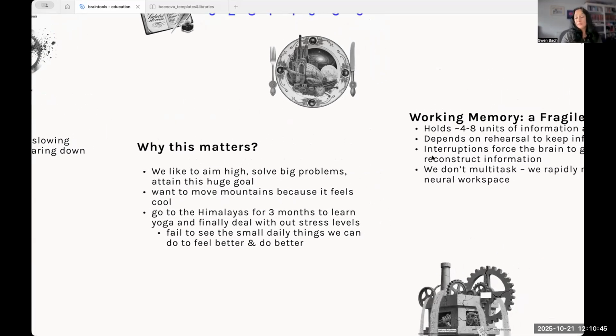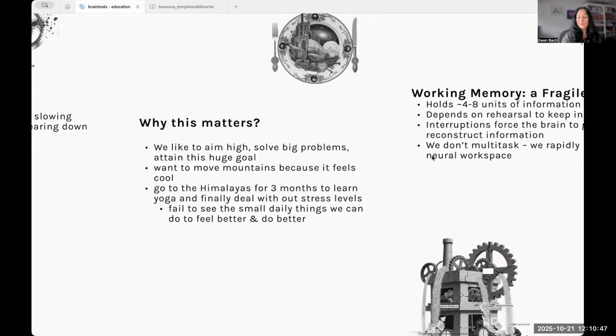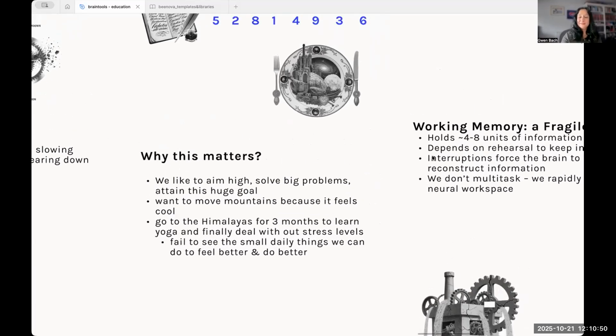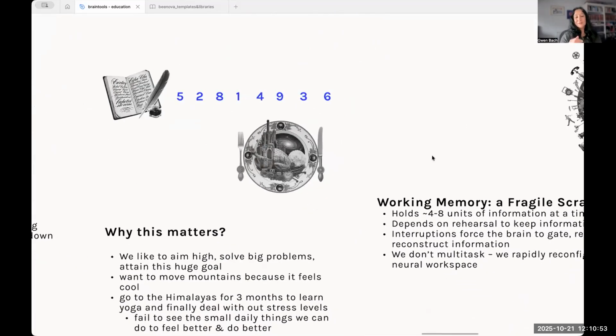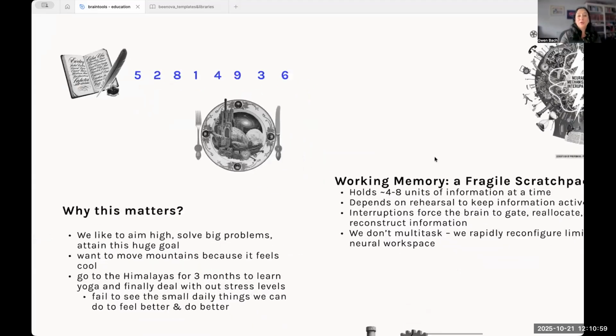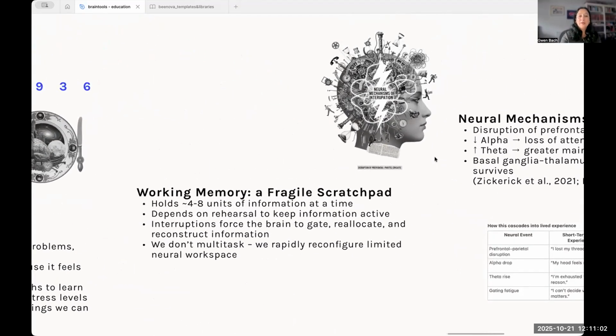So Tricia, maybe you can say how well you did with that. I've got 528 and 36. Yes, 149 disappeared because I was thinking about lunch. Exactly. So this is working memory, and working memory is mostly a number between 4 and 8, often 7. That is the amount of information we can hold in our head at that given moment. This depends on rehearsal to keep the information active. If you have children, they will sit there, 5, 7, 3, 8, 9, and repeat that until they've memorized it.